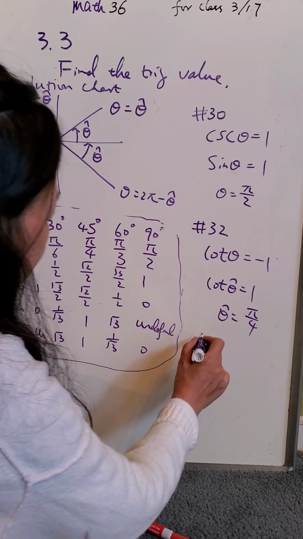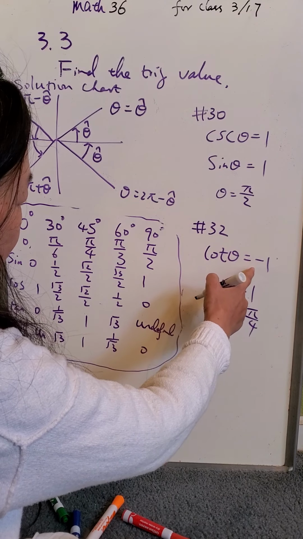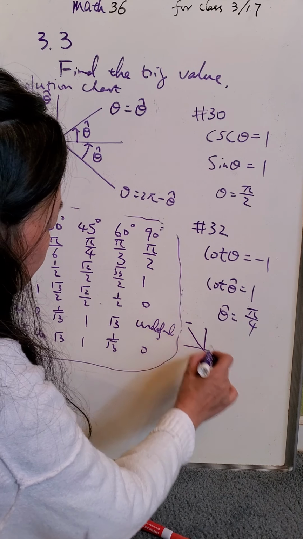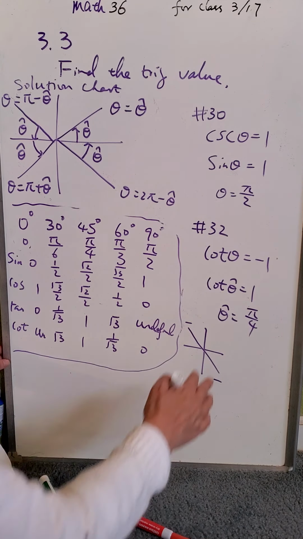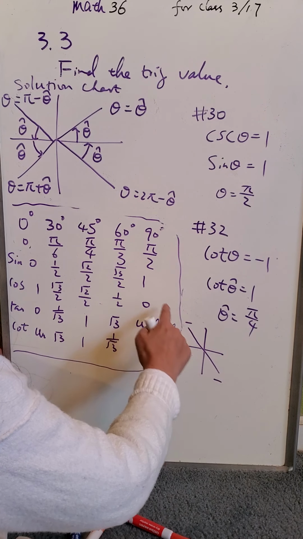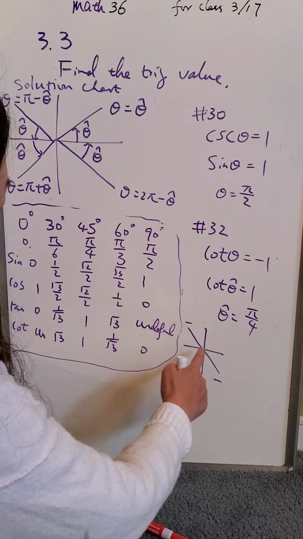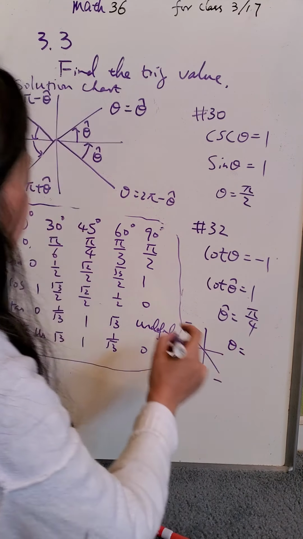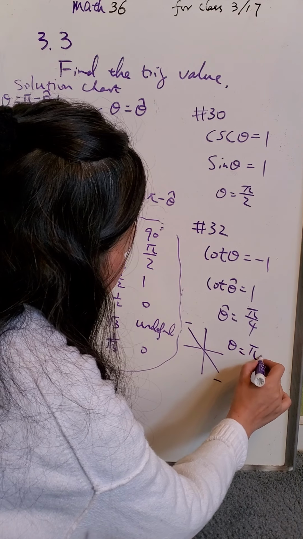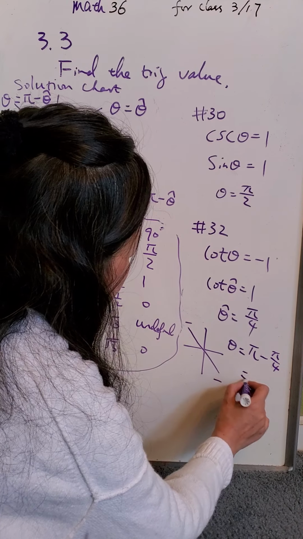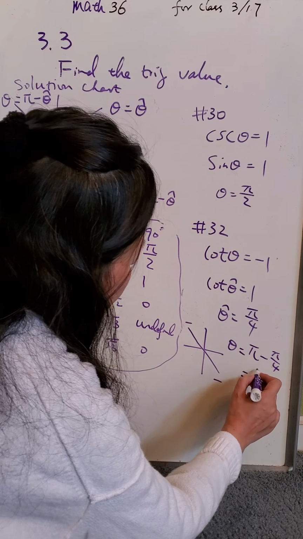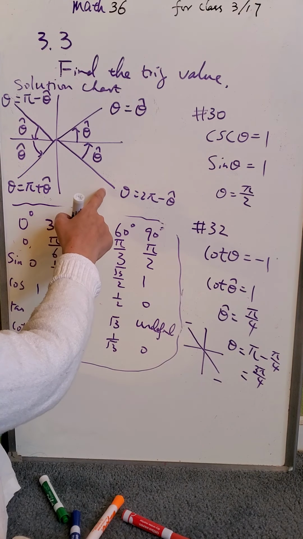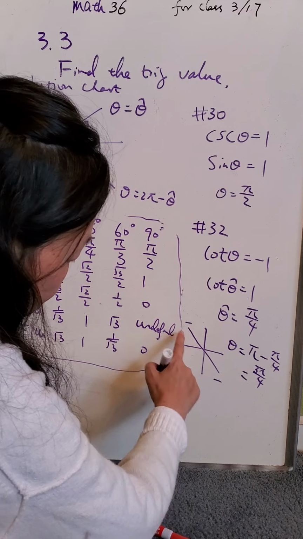Now you're going to graph. It's negative, so for cotangent negative you are right here. Cotangent and tangent are the same; they take the decreasing diagonal, negative. So your answer will be these two. Theta equals pi minus pi over 4, which is 4 over 4 minus 1, so 3 pi over 4. That's the first one, and then this one too, because you're taking quadrants 2 and 4.